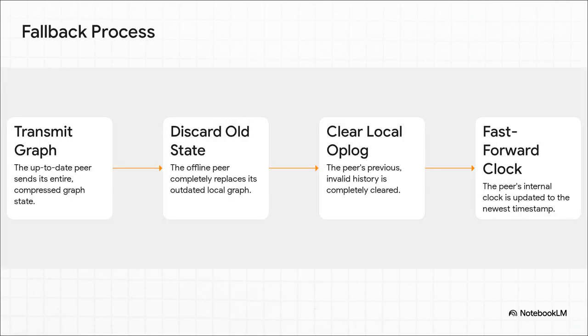So here's what that safety net process looks like. Instead of sending tiny updates, an up-to-date peer just sends its entire dataset, the whole shebang. The computer that was offline then does what's basically a total reset. It throws out all of its old, outdated information, completely clears its local history, and fast-forwards its internal clock to match the new reality. It's like a complete fresh start that brings it perfectly and instantly up to speed.